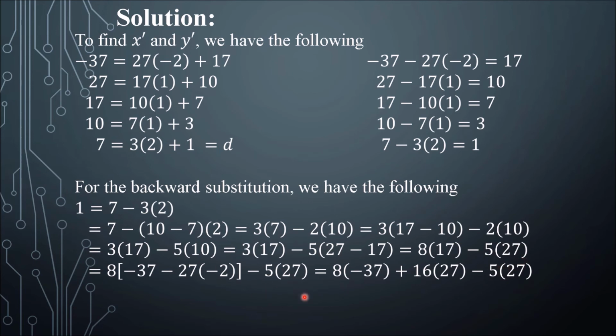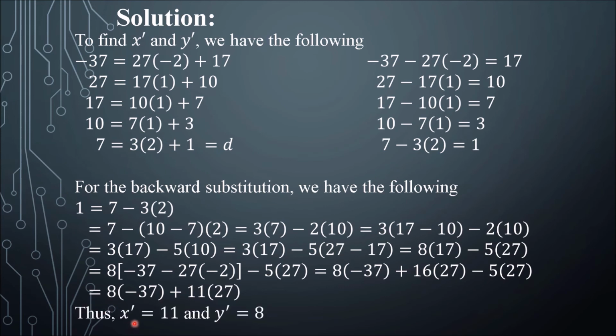Now simplifying that, we have 8 times negative 37 plus 16 minus 5, which is 11 times 27. So this will be the final result. X prime is equal to 11 and y prime is equal to 8. Take note that negative 37 is b and 27 is a.